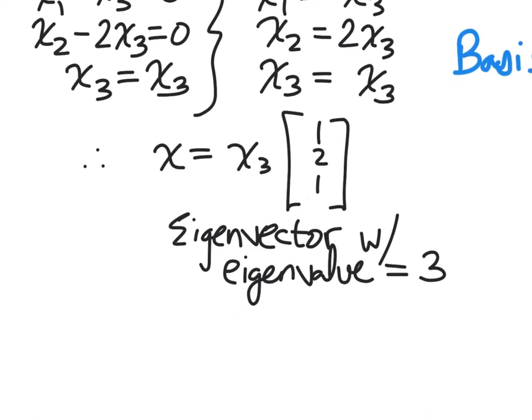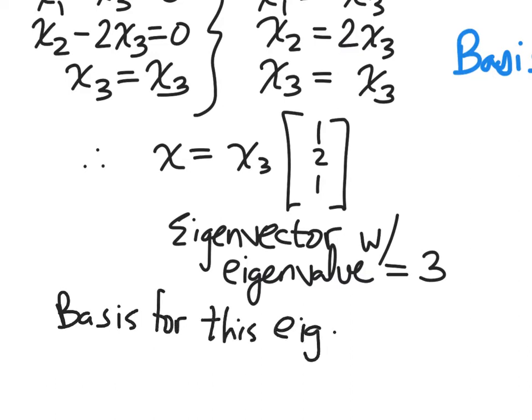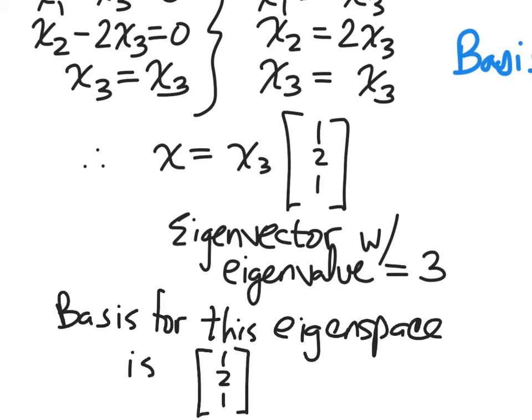Since it's the only eigenvalue corresponding to the only eigenvector, this forms the basis for the eigenspace. So the basis for this eigenspace is the vector (1, 2, 1), because everything would be a scalar multiple of that.